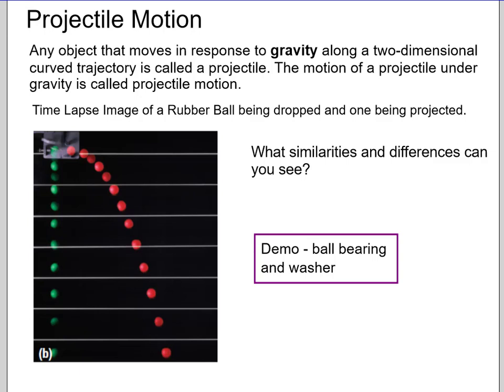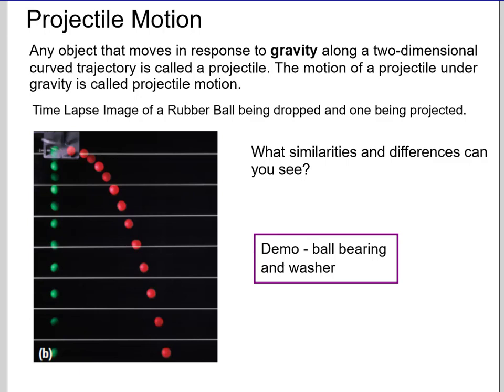Any object that moves in response to gravity along a two-dimensional curved trajectory is called projectile motion. Okay, so this means something is launched, kicked, thrown. Once it's in the air, there's no external engine or jets or helicopter blades or anything like that. It's just launched, and then the motion it follows is what we call projectile motion, with the only force acting on it being gravity.